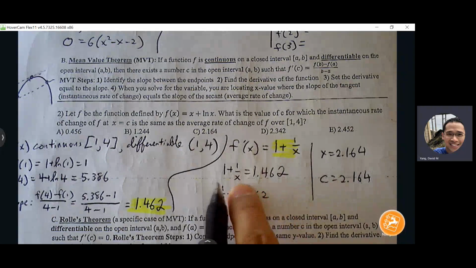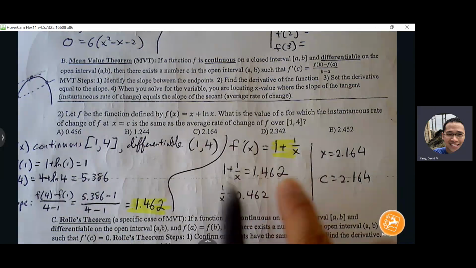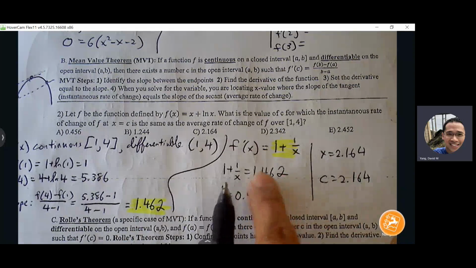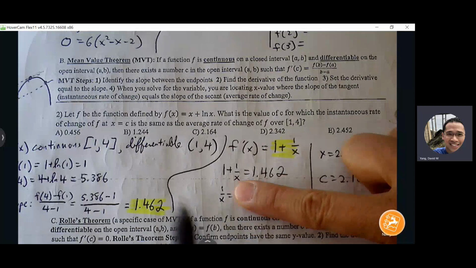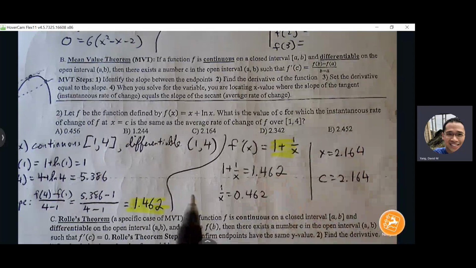Now, if this ends up being really messy and you're not able to solve algebraically, then what you can do is set everything over to one side, set equal to 0, and then graph whatever this equation is, put it in the calculator, and see where it intersects with the x-axis.